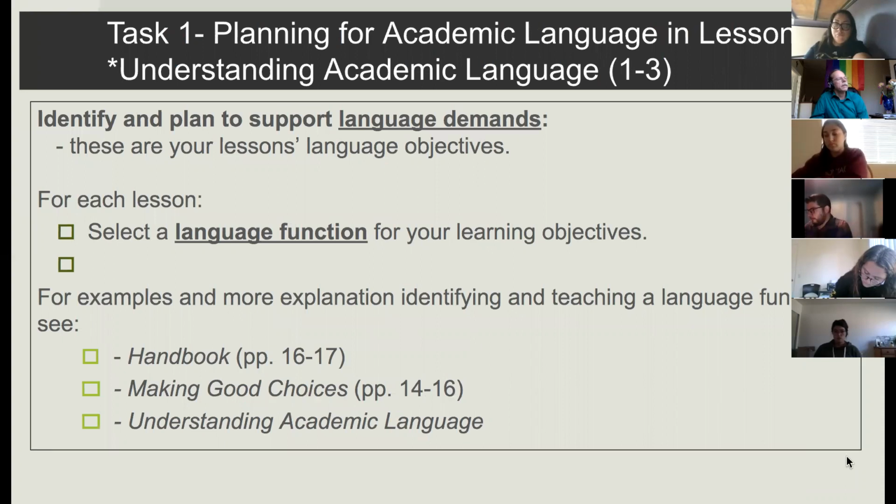So now I'm talking a little bit about that document, which is called Understanding Academic Language. There's only 3 pages in that document, but it packs a lot of important information. It talks about the language demands and the language function and understanding the differences of those different things that are there. And again, you can see the references that are here and that you apply those as you go through.